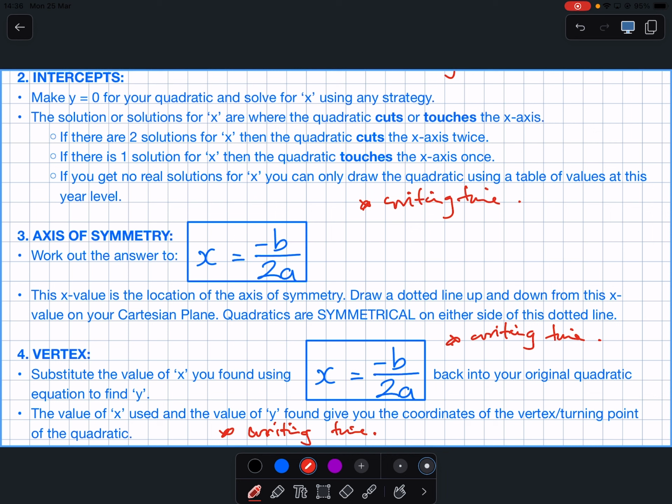A couple of minutes and then we'll do an example together. If you are looking to do more advanced maths, this technique will work all the way up until year 12.